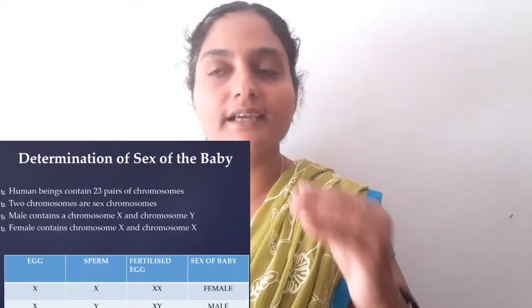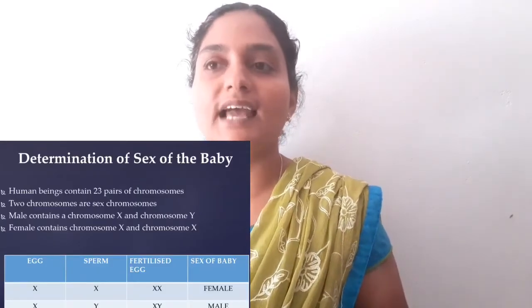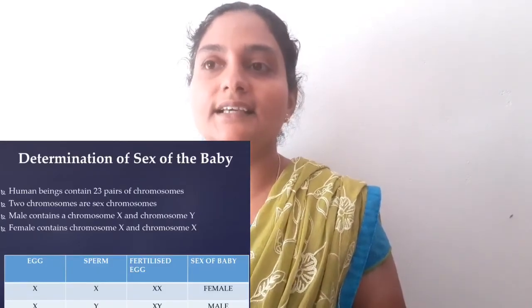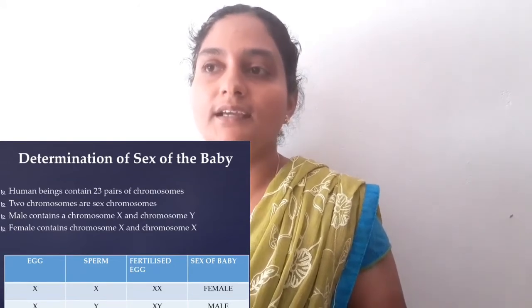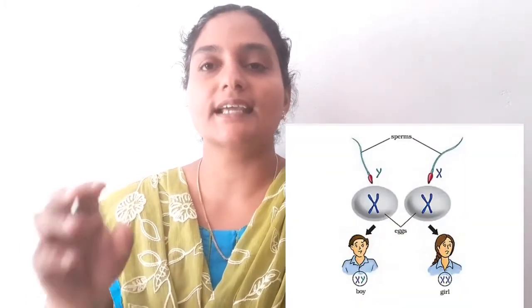During fertilization, a sperm having an X chromosome fuses with the egg having an X chromosome. Then the zygote is XX, and it will develop into a baby girl. XX represents baby girl.